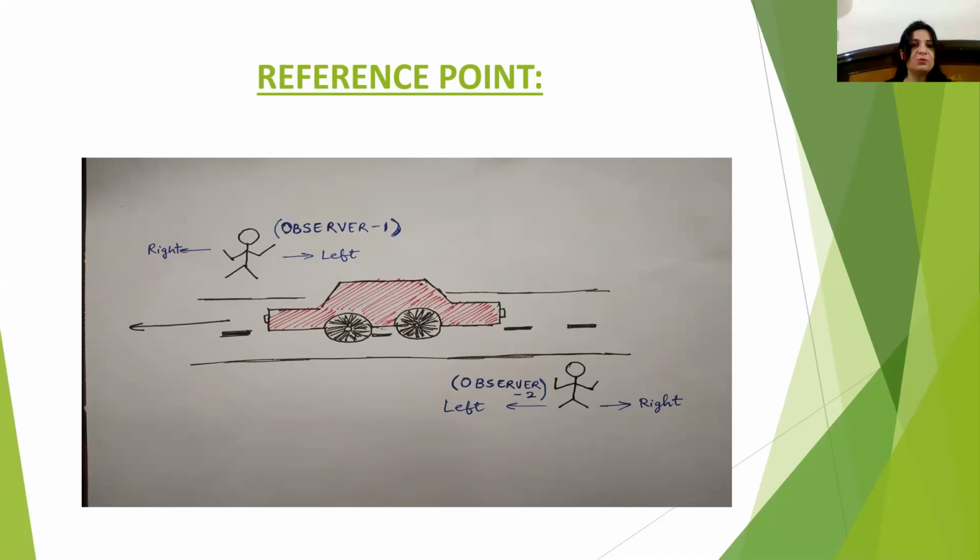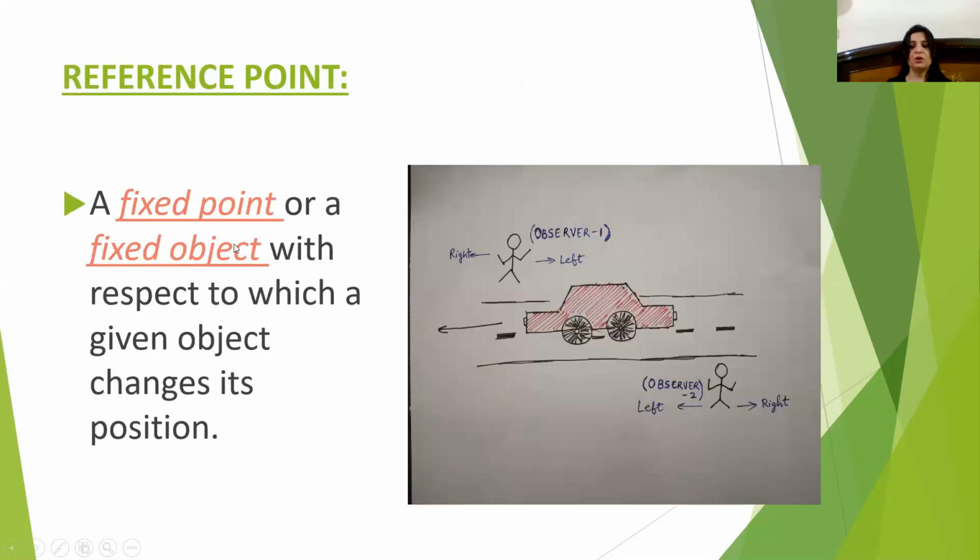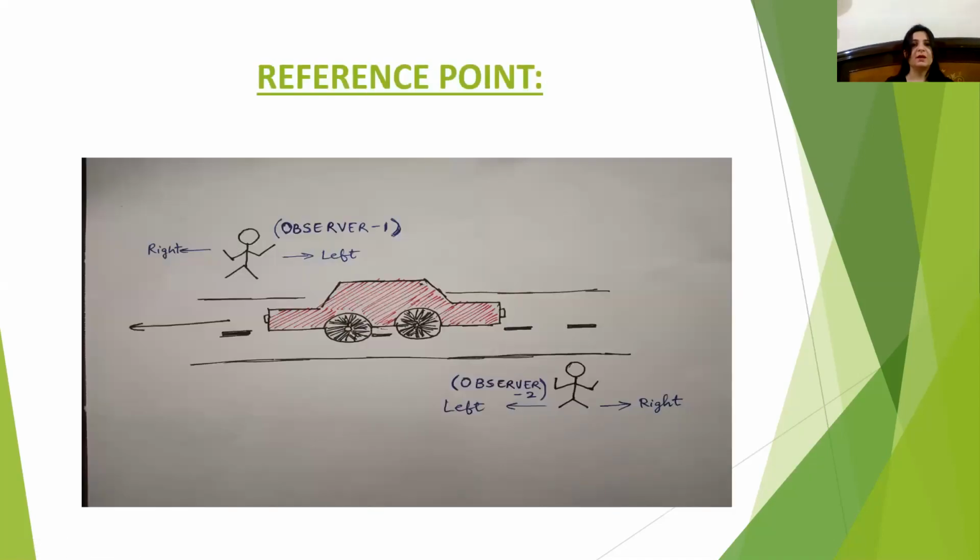Now, before defining the reference point, I would like to explain it through an example. Here we can see a car moving on the road. There are two observers, observer 1 and observer 2, who are observing the car. They are standing on the opposite sides of the road and facing the car. Now for observer 1, the car is moving towards the right, in the right direction, while for observer 2, the car is moving in the left direction. The same car for one observer is moving in the right direction and for the second observer it is moving in the left direction.